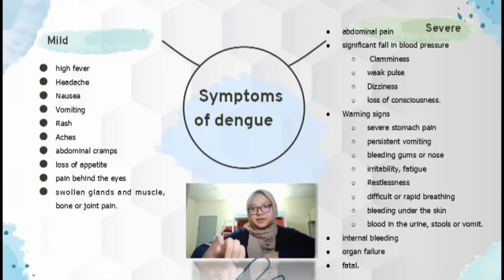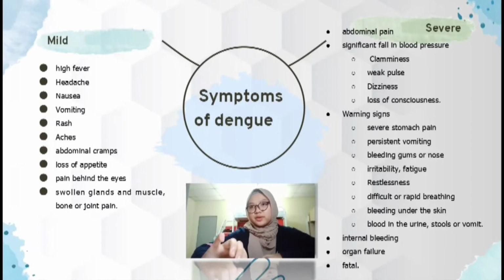Mild symptoms usually begin with a sudden and large rise in temperature. This is followed by other symptoms such as high fever, headache, nausea, vomiting, rash, itches, abdominal cramp, loss of appetite, pain behind the eyes, swollen glands and muscle, bone or joint pain. However, mild symptoms of dengue can worsen to a severe one within a few hours.